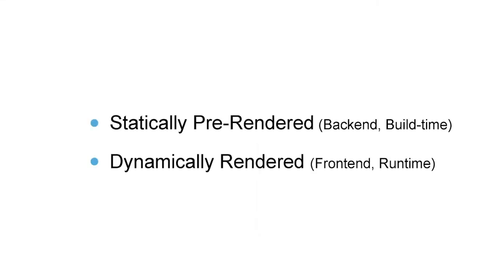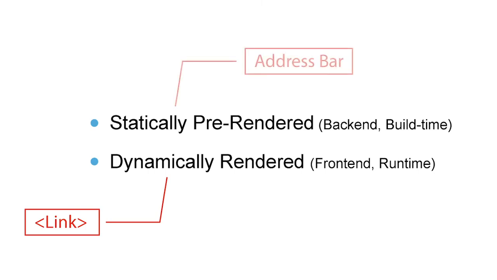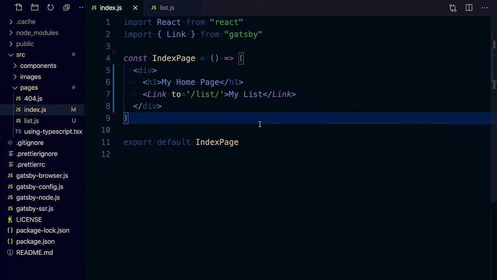So to recap, a Gatsby website is both pre-rendered on the backend during build time and dynamically rendered on the front end during runtime. It all depends on how you access a page. Clicking a link, it will render the page dynamically as part of a single page app. On the other hand, typing URL in the address bar, it will serve you the pre-rendered static version. And both versions look the same. So that's essentially what page is all about.